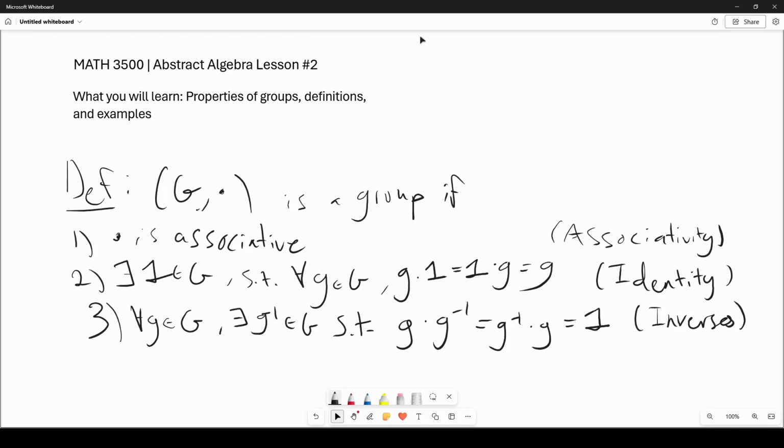Hey everyone, this is the second lesson on Abstract Algebra. Today we're going to be talking about different properties of abstract groups, the definition for a subgroup, the order of a group and order of elements in a group, and then several examples that hopefully will be helpful for your understanding.